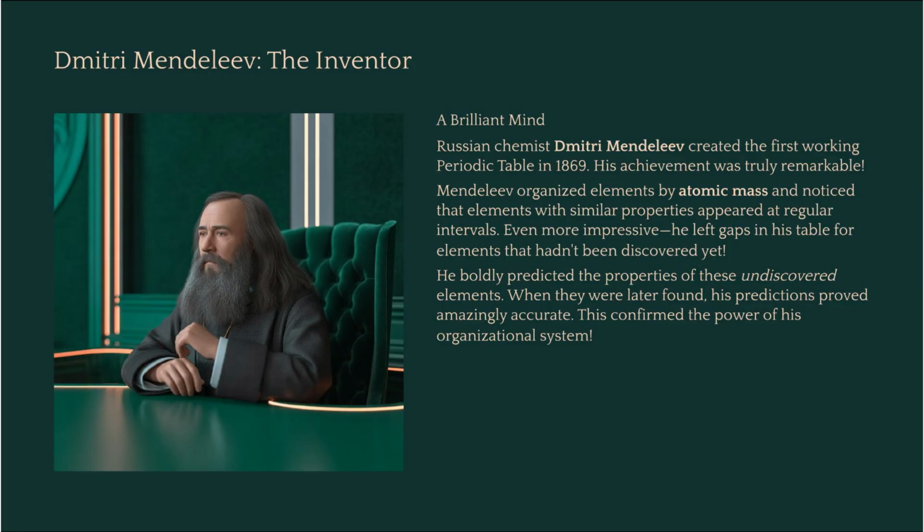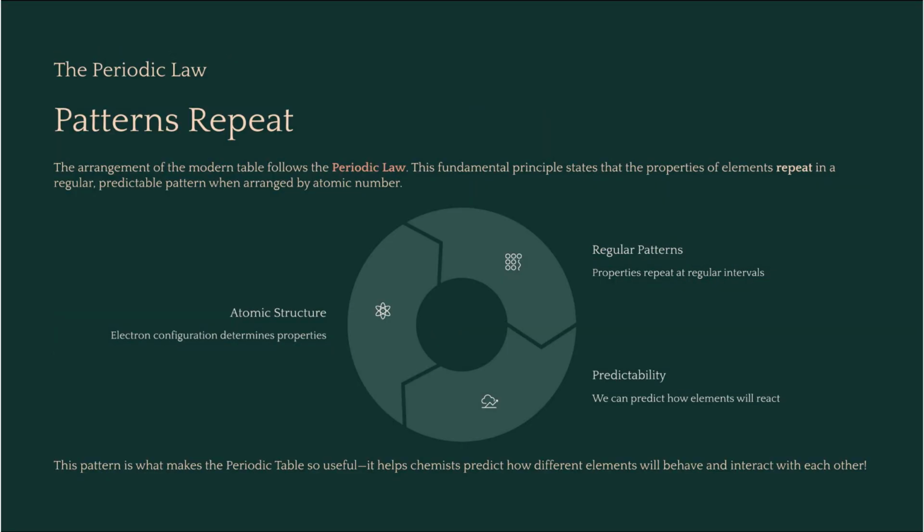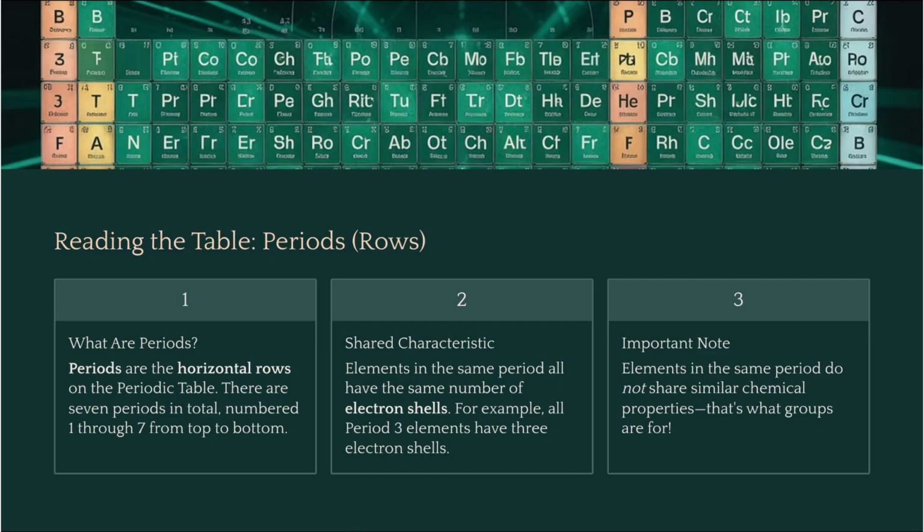That's scientific brilliance. The reason the table is so predictive is due to the periodic law. It's a fancy way of saying that the properties of the elements, like how they react or look, don't change randomly. As you move across the table, these properties follow a repeating pattern. It's like a repeating chorus in a song. You can almost guess what's coming next because of the pattern. Let's learn how to read the map.